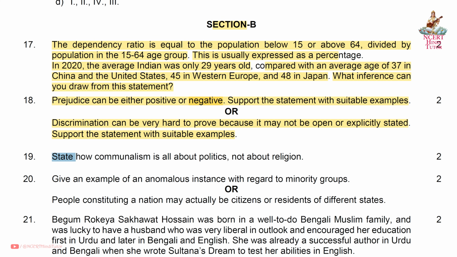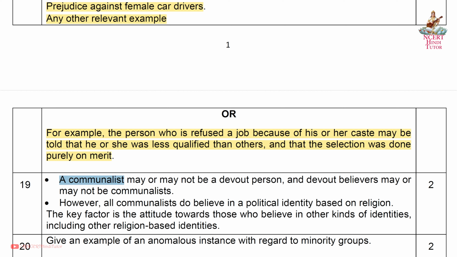Question 19. State how communalism is all about politics, not about religion. Answer: A communalist may or may not be a devout person, and devout believers may or may not be communalists. However, all communalists do believe in a political identity based on religion. The key factor is the attitude towards those who believe in other kinds of identities, including other religion-based identities.